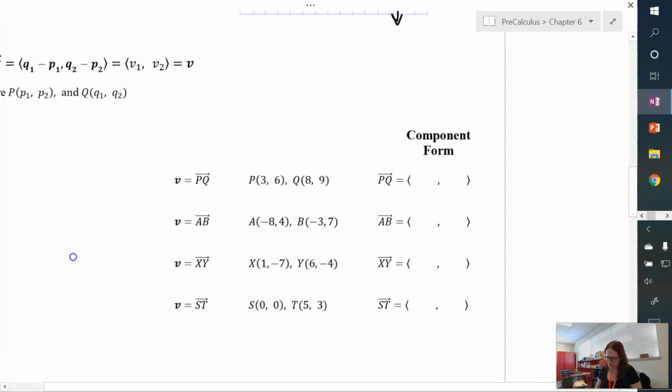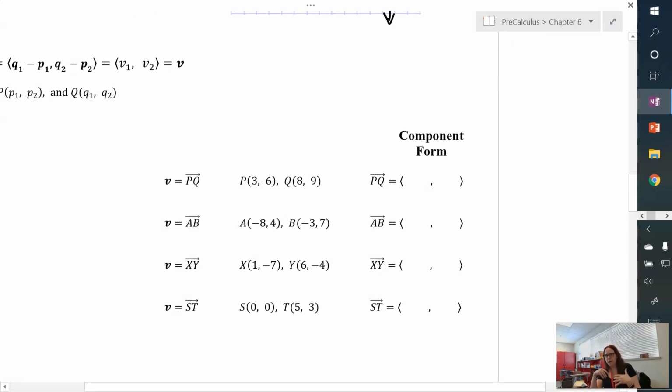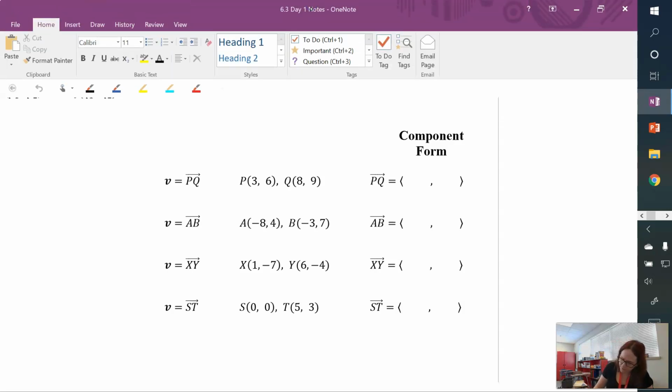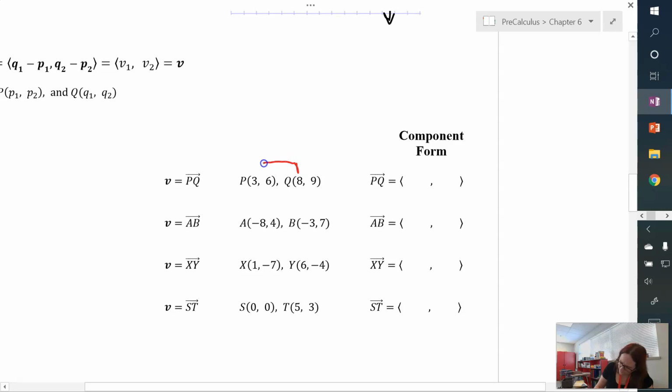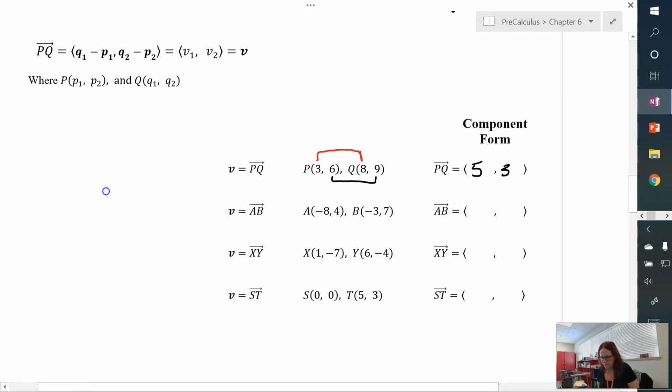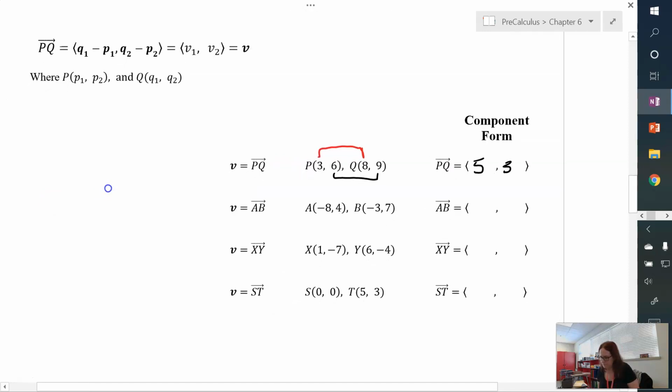We're going to have vector v, and this time I don't have a graph of it, I just have the coordinates of the start point and the terminal point. And all I'm going to do is find the difference between them. So for my x, I'm going to do 8 minus 3, so I get 5. And then I'm going to do 9 minus 6, so I get 3. So now my components are 5, 3.